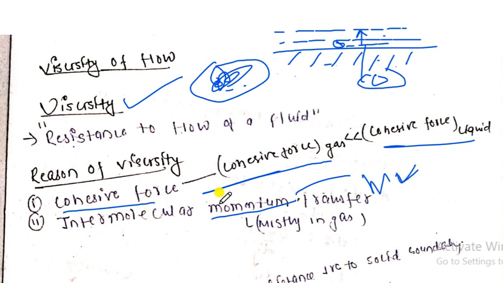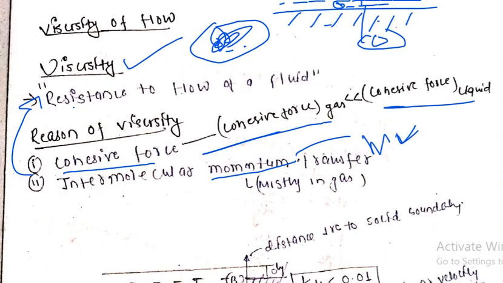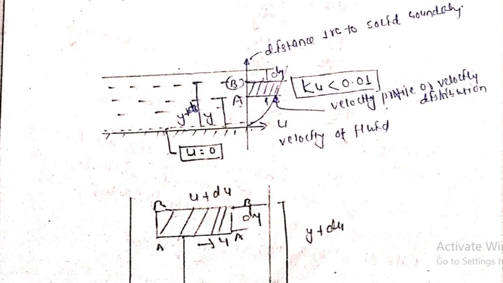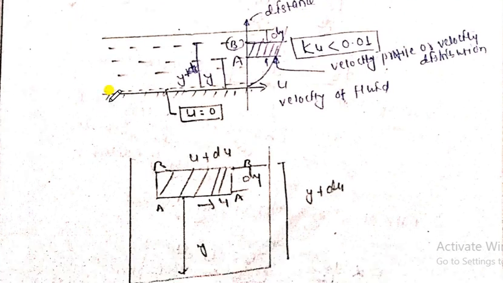So if there is momentum transfer between the molecules, automatically the arising or development of viscosity takes place. So let's understand this concept very clearly, my dear friends. Here, as you can see, I have imagined a solid body, right?